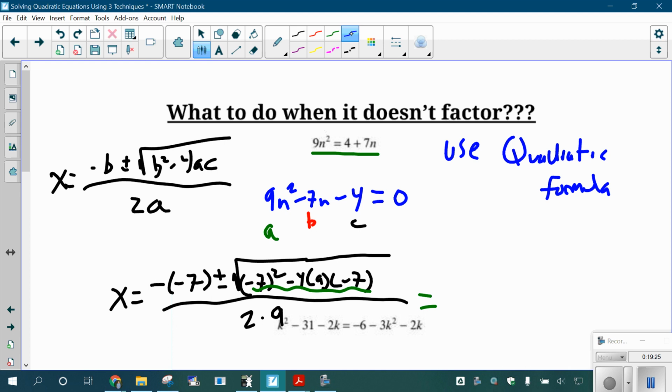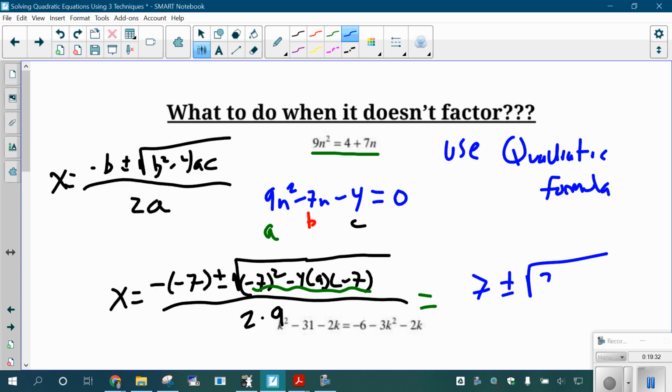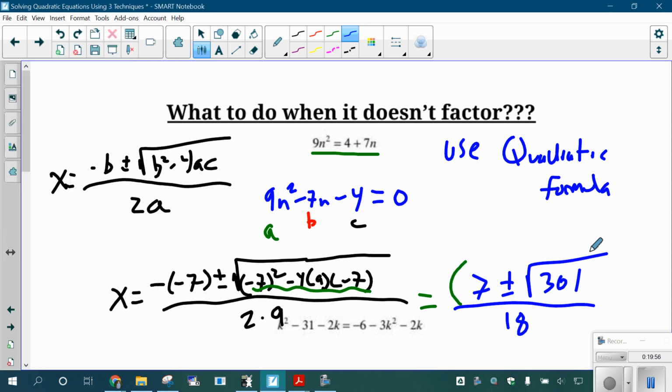Negative 7, that's positive 7, plus or minus the square root of 301 over 2 times 9. What's 2 times 9? 18. Now I'm going to type this into my calculator, and you type it in twice, once with the plus and once with the minus. Please look where I'm putting parentheses. 7 plus the square root of 301 divided by 18. Look how I wrote that. I had to put the numerator in parentheses here. Otherwise, it gets messed up.